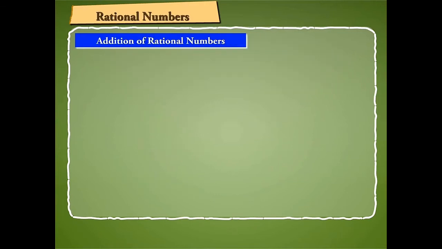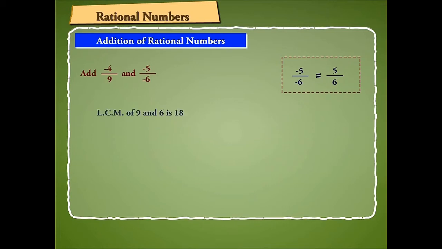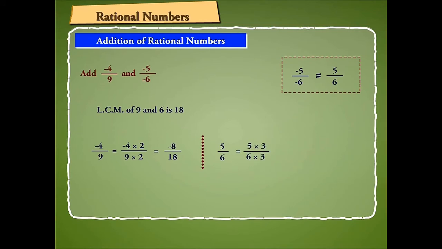Addition of rational numbers. Let us understand this with the help of an example. Let us add minus 4 by 9 and minus 5 by minus 6. We know that minus 5 by minus 6 is equal to 5 by 6. LCM of 9 and 6 is 18. Minus 4 by 9 is equal to minus 4 into 2 by 9 into 2, that is equal to minus 8 by 18. Also, 5 by 6 is equal to 5 into 3 by 6 into 3, that is equal to 15 by 18.